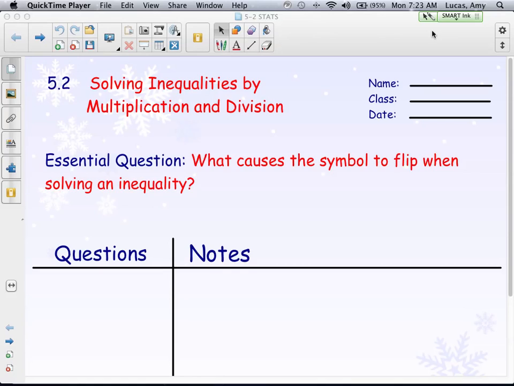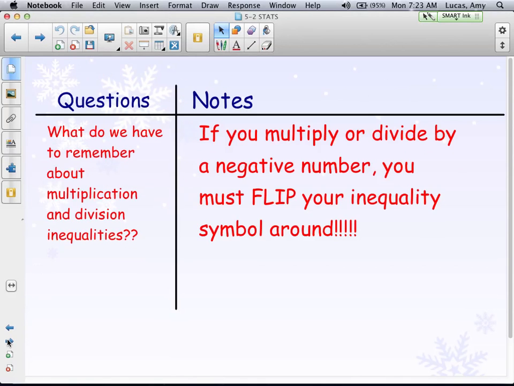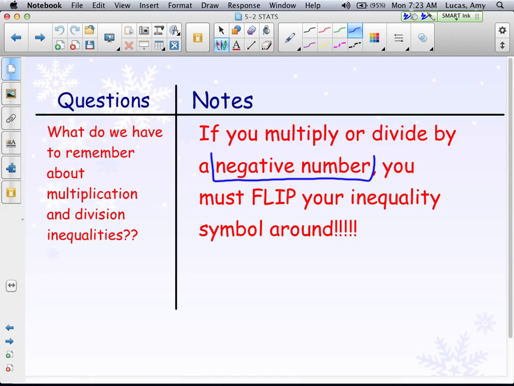Lesson 5.2, Solving Inequalities by Multiplication and Division. Our essential question says, what causes the symbol to flip when solving an inequality? Our first question says, what do we have to remember about multiplication and division inequalities? And the answer says, if you multiply or divide by a negative number, you must flip your inequality symbol around.